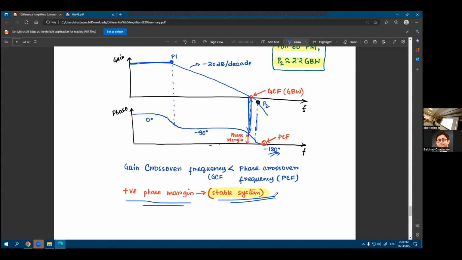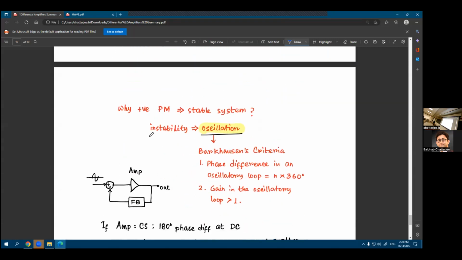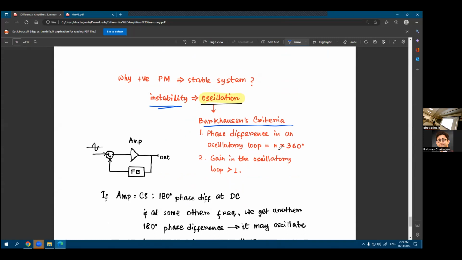So what is meant by instability? Instability is oscillations. Why do we say that having a positive phase margin means that you have a stable system? Remember that we have talked about this, that instability is oscillation, right? And oscillation happens when you satisfy something called Barkhausen's criteria. What does Barkhausen's criteria say? That you have a positive feedback loop, and in the positive feedback loop, the phase difference is an integer multiple of 360 degree. And gain in the oscillatory loop is more than 1.